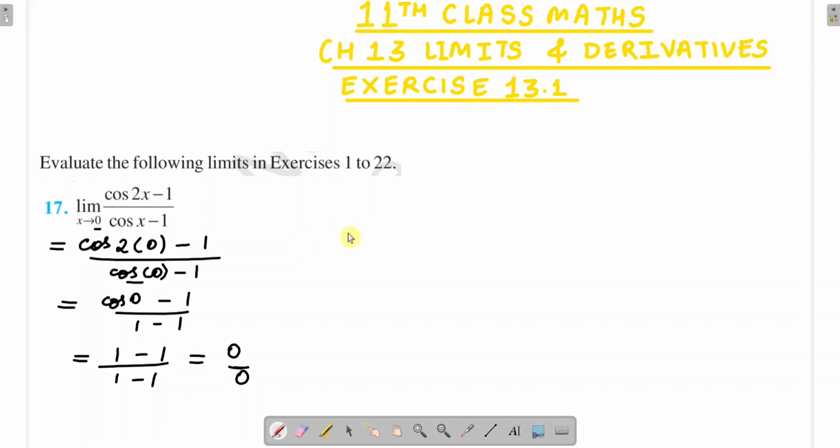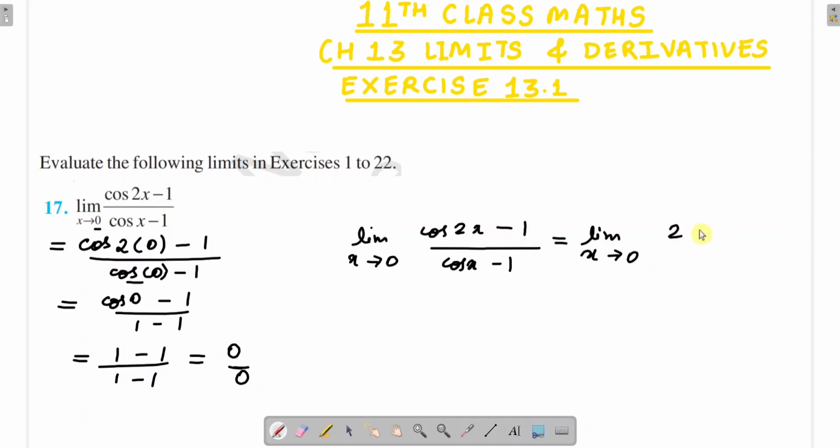So you're getting 0 by 0. So you have to simplify, rearrange or manipulate the function which is given here, (cos 2x minus 1) divided by (cos x minus 1). So you have to start the problem again. Limit x tends to 0 of (cos 2x minus 1) divided by (cos x minus 1). Cos 2x minus 1 is what? 2 sine square x. This formula you know: cos 2a minus 1 is equal to 2 sine square a. Now divided by cos x minus 1.